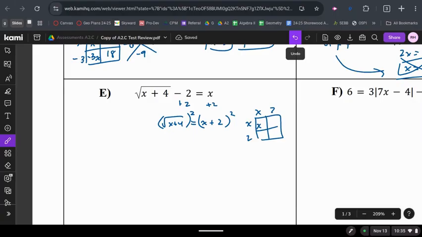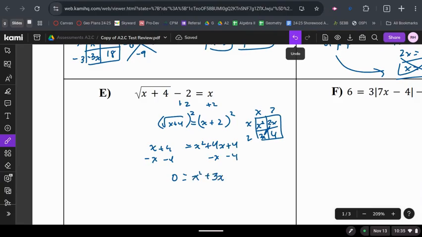But they like to think it's x squared plus 4, but we know that we have to use the box method. And that'll get us x plus 4 is equal to x squared plus 4x plus 4. And then we can subtract the x and the 4. So I get 0 is equal to x squared plus 3x.